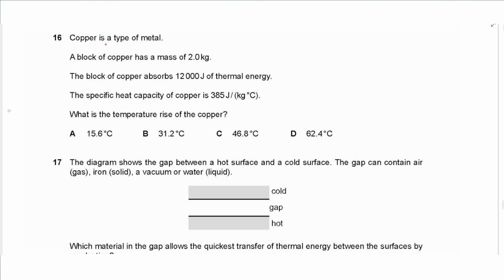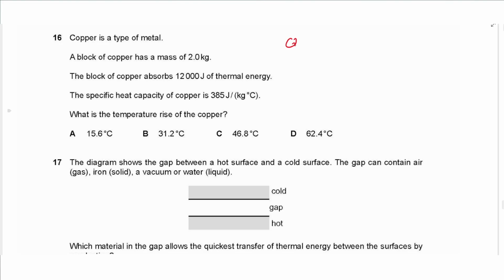Question 16 says copper is a type of metal. A block of copper has a mass of 2.0 kilograms. The block of copper absorbs 12,000 joules of thermal energy. The specific heat capacity of copper is 385 joules per kilogram degrees Celsius. What is the temperature rise of the copper?